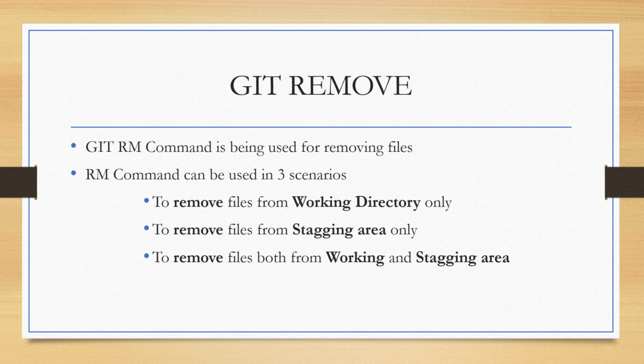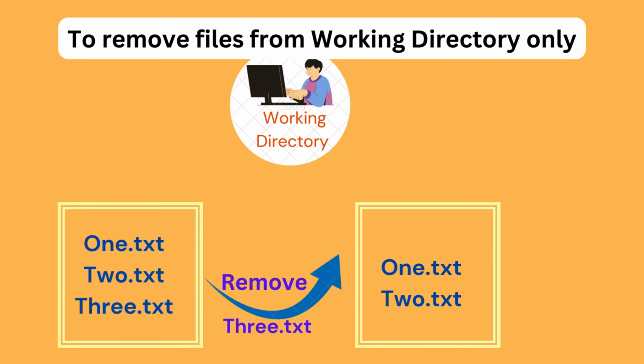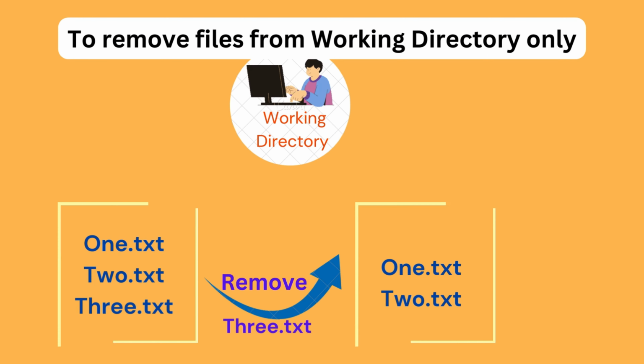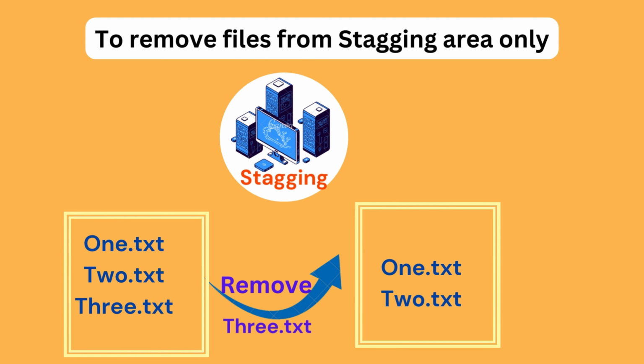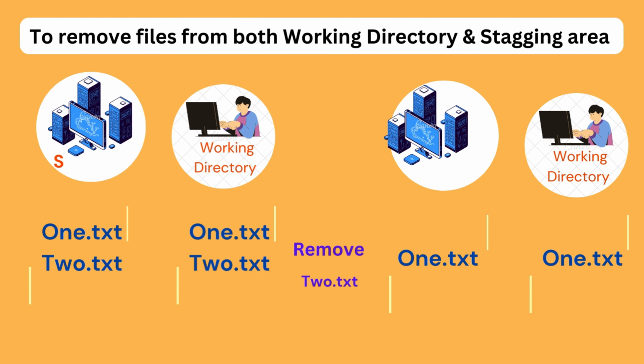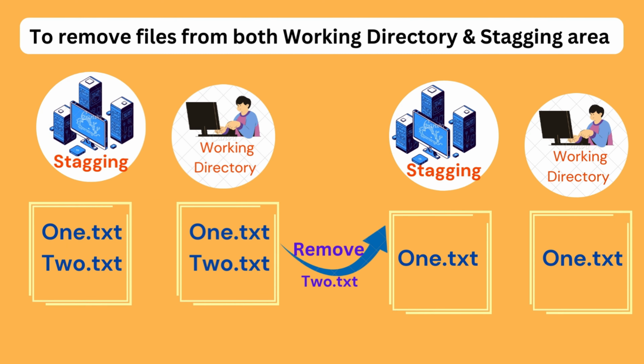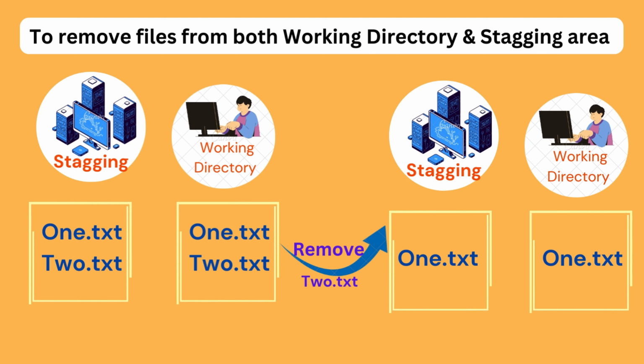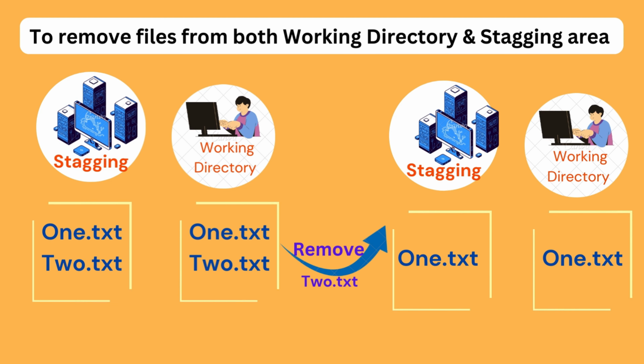The git rm command can be used in three scenarios. First is to remove the files from the working directory. Second, to remove the files from the staging area. And the third scenario would be to remove the files both from the working directory as well as the staging area.